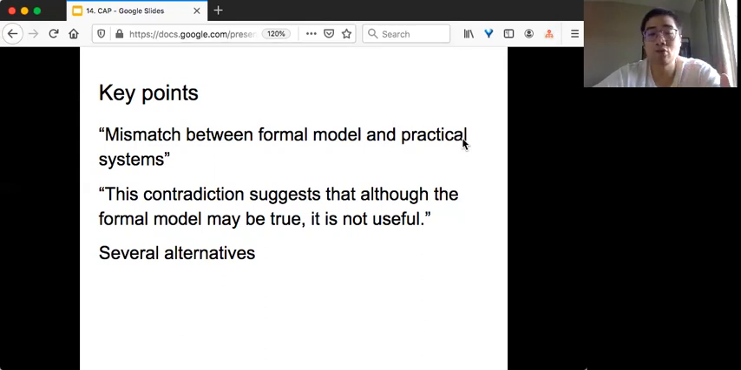Martin's key conclusion is that yes, the CAP theorem's modeling and proof are very true, but it's not clear how to apply that in practical systems. So based on his own experience, Martin gives several alternative ways to interpret or use the CAP theorem, or even generalize and extend it. I encourage you to read it. It's a very fun read.